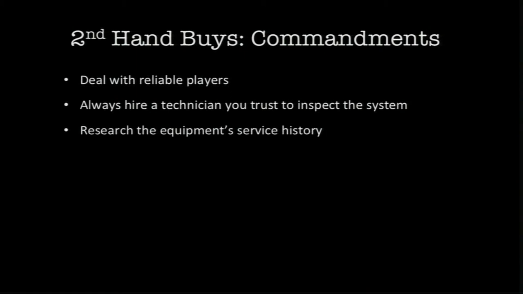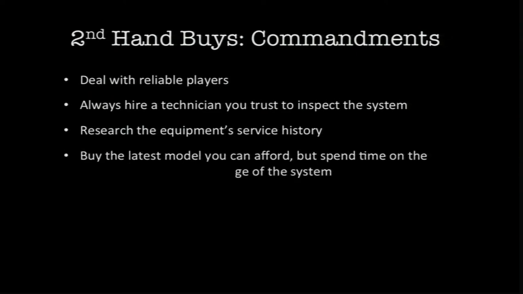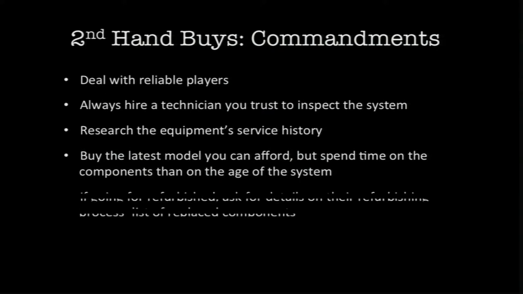So you take the serial number, get the service history of that particular second-hand equipment from the company, and you will know exactly what has happened and when it has happened to the equipment. Buy the latest model you can afford. Even among second-hand equipment, there are different models available. So among them, always buy the latest model you can afford, but also spend time to look at the individual components. If you have a 15-year-old laser, but the laser cavity has been replaced recently, then it's almost as good as a new laser. So spend time on the components.